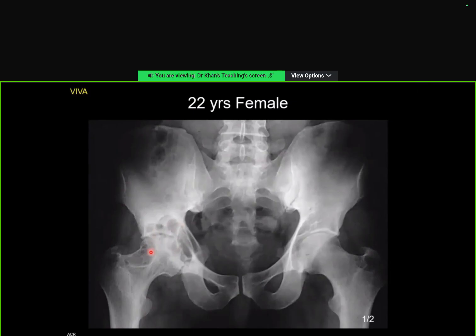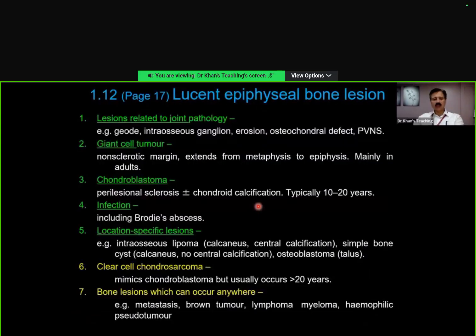Explain it. Why is there a lytic lesion on both sides of the joint in a young patient, 22, and nothing comes to your mind? So what happens in pigmented villonodular synovitis?